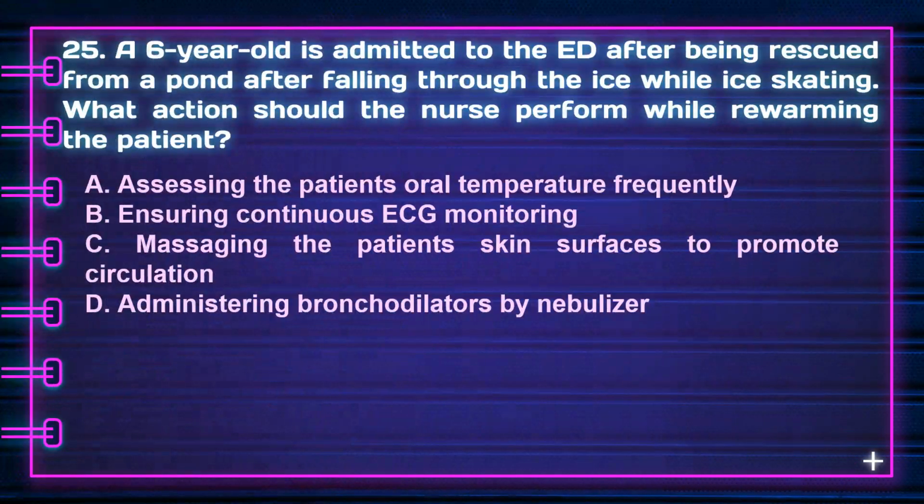25. A 6-year-old is admitted to the ED after being rescued from a pond after falling through the ice while ice skating. What action would the nurse perform while rewarming the patient? A. Assessing the patient's oral temperature. B. Ensuring continuous ECG monitoring. C. Massaging the patient's skin surfaces to promote circulation. Or D. Administering bronchodilators by nebulizer.